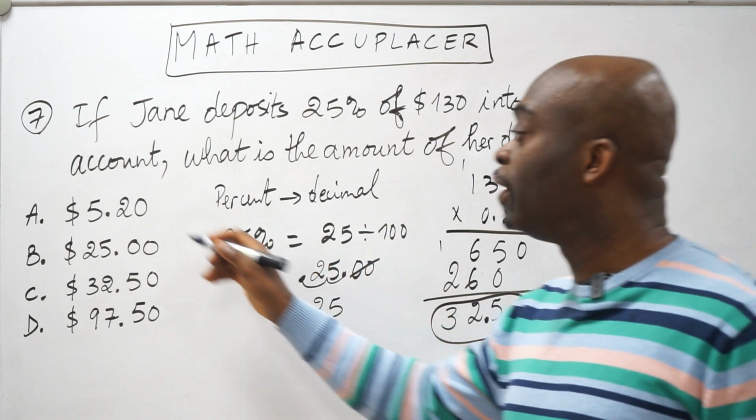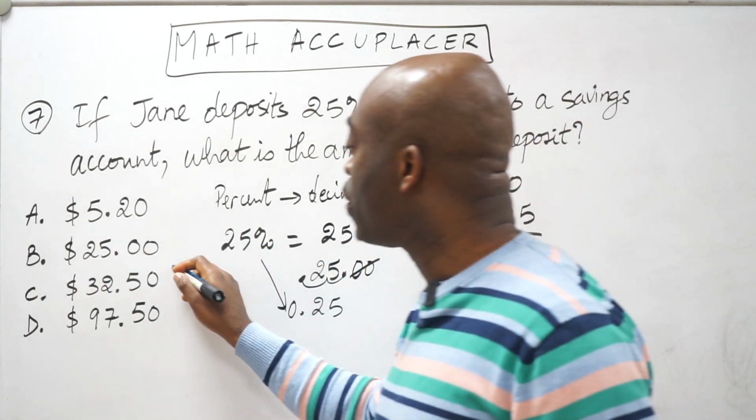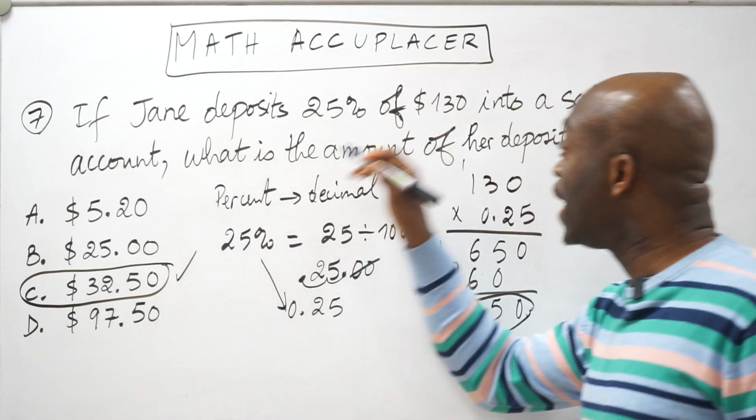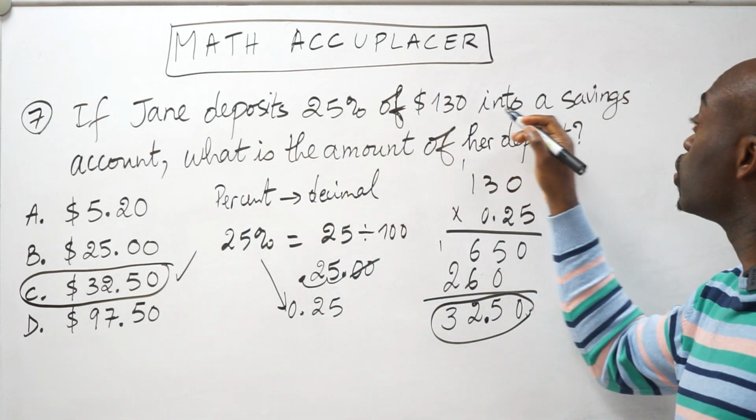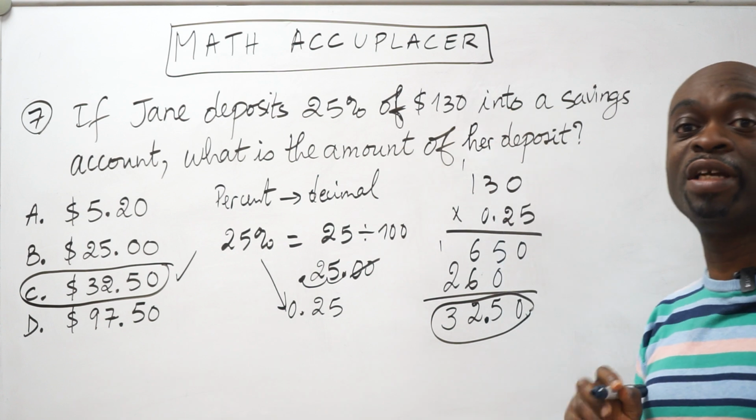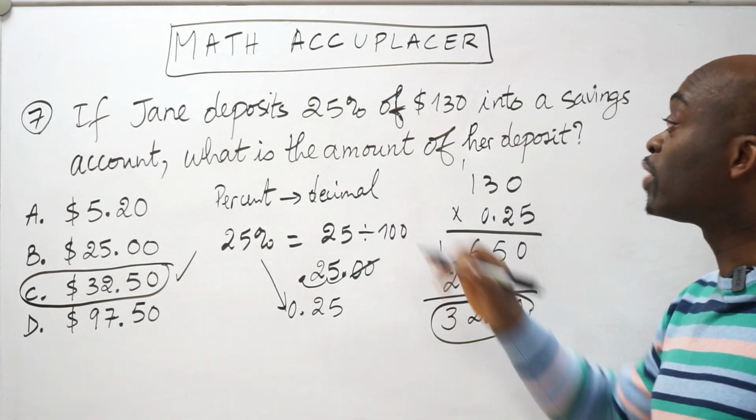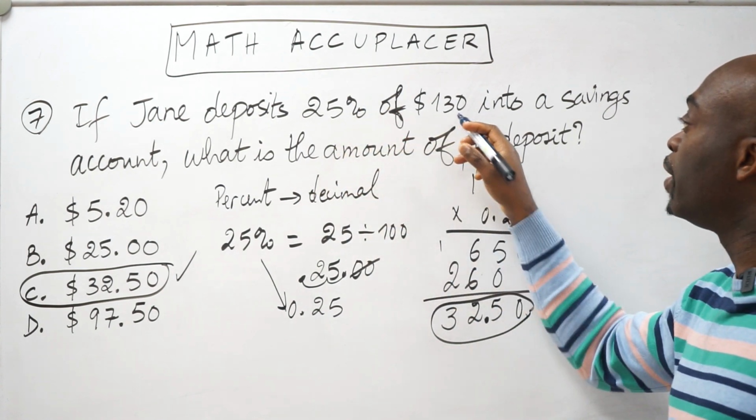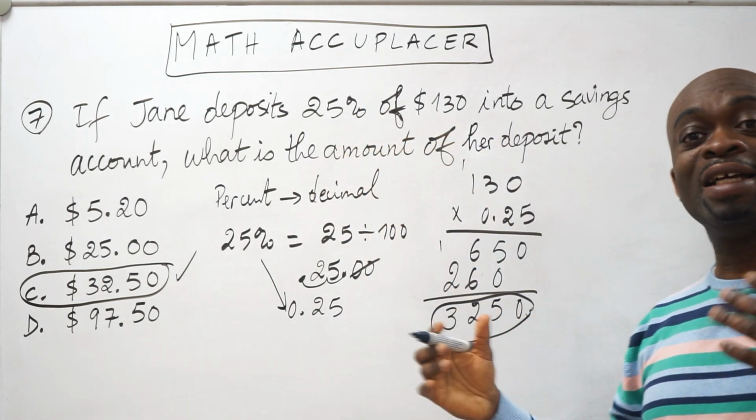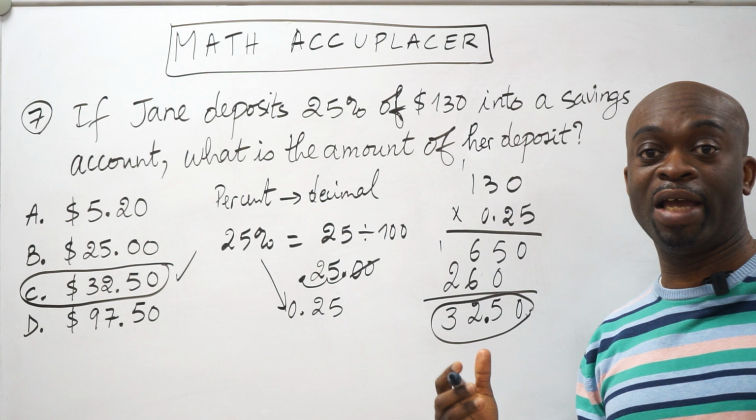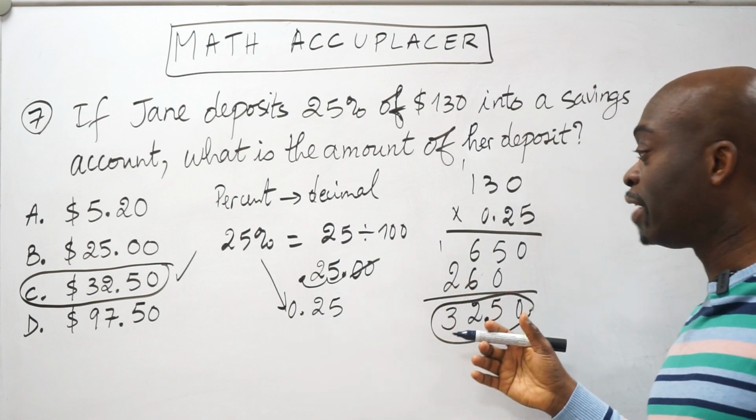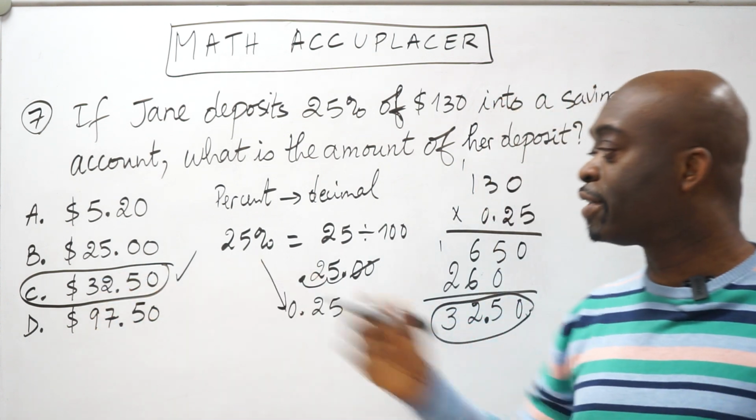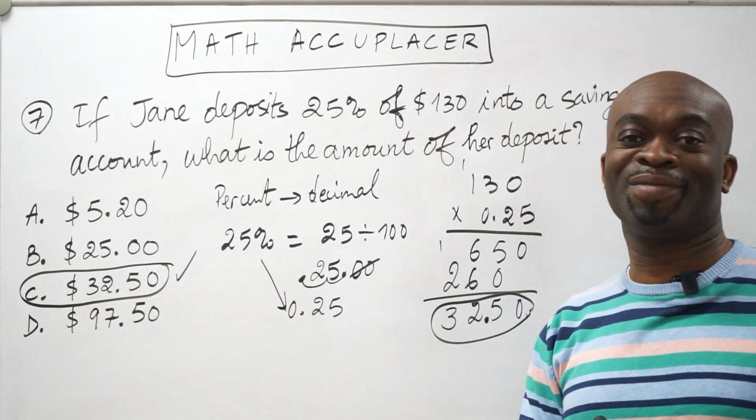So we're going to look for the answer here. That's C, $32.50. That's how much Jan deposited into her savings account out of the $130 that she has. So this is a quarter. $32.50 is a quarter of $130. And then also you can use common sense at the end. Once you find it, you say, oh, okay, that makes sense. All right? That is $32.50. All right? Thank you.